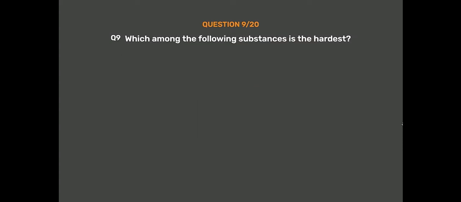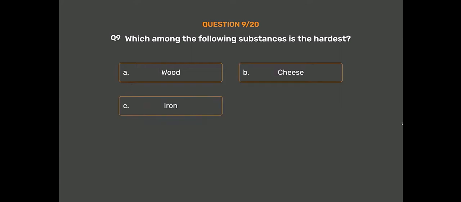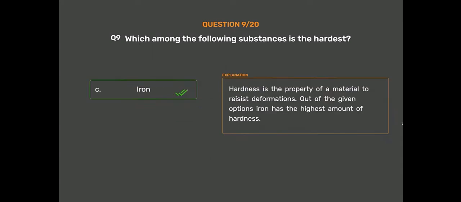Question number 9. Which among the following substances is the hardest? Option A. Wood. Option B. Cheese. Option C. Iron. Option D. Plastic. The correct answer is option C. Iron. Hardness is the property of a material to resist deformations. Out of the given options, iron has the highest amount of hardness.